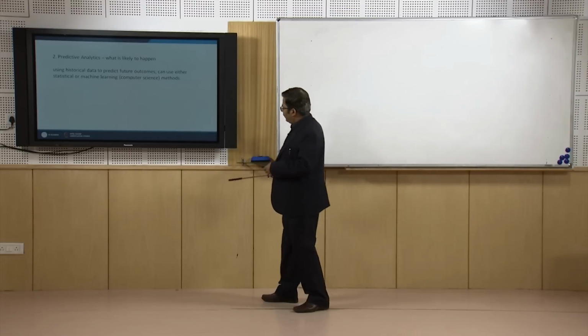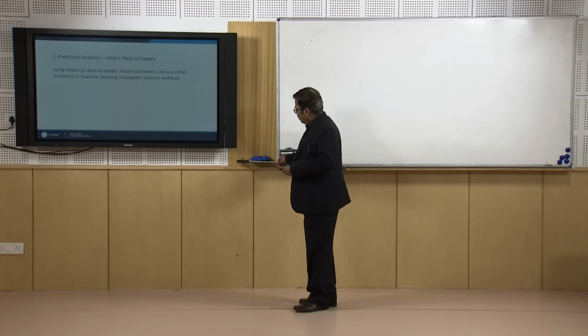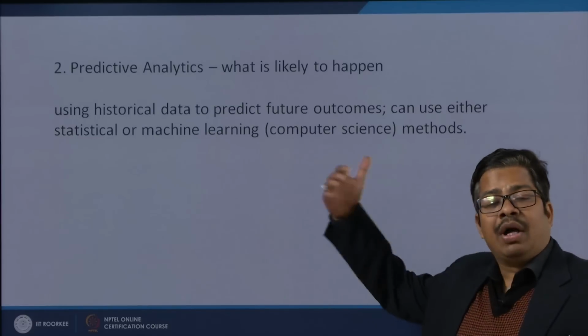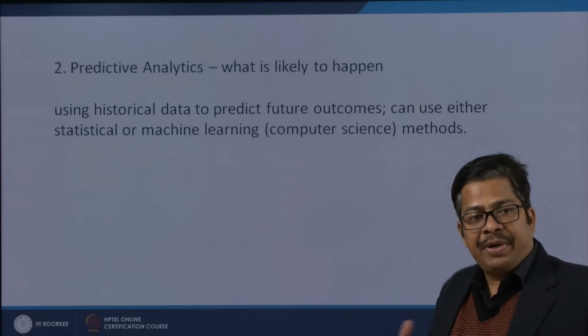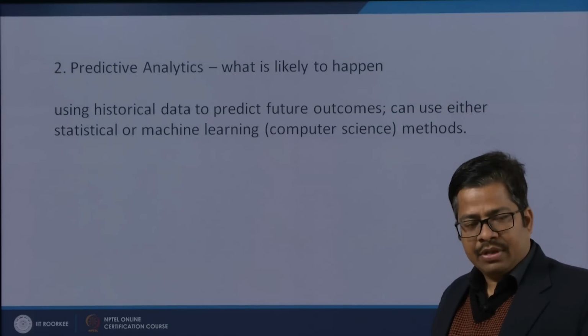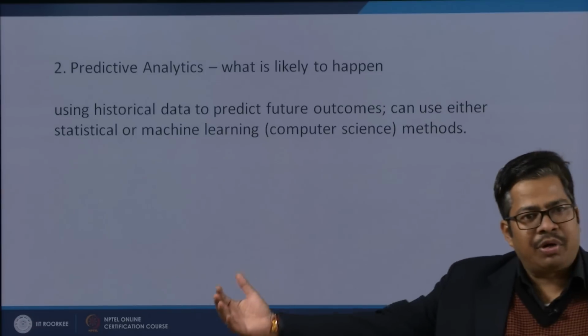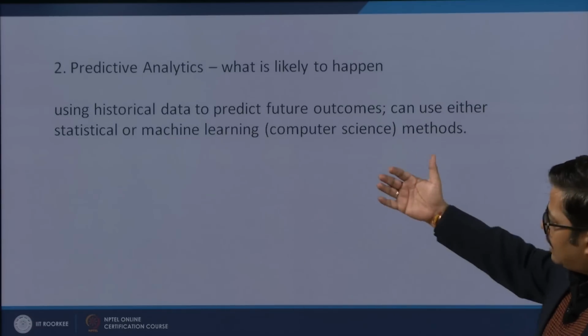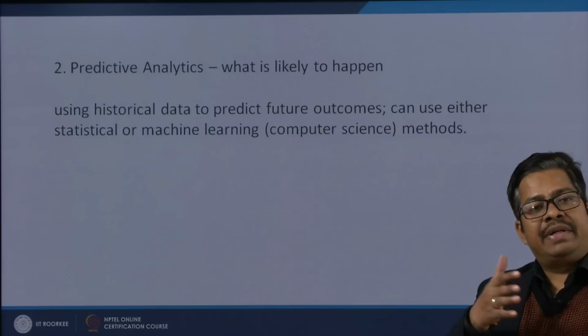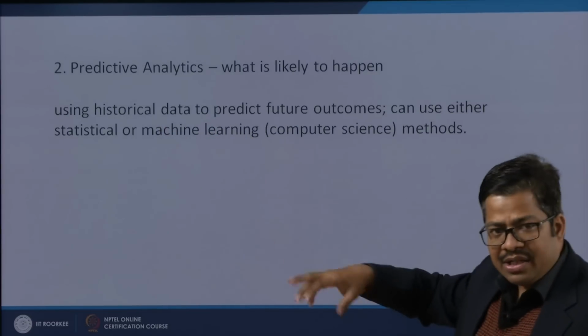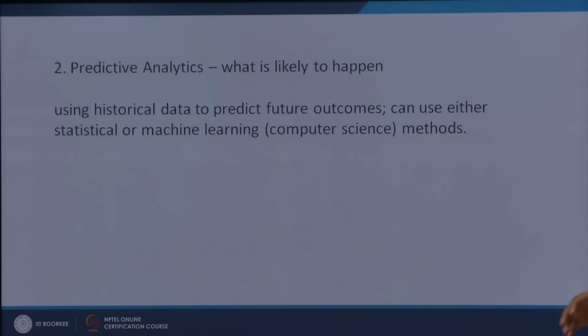The other type of analytics is predictive analytics. What is likely to happen? To predict about the future. One thing is what has happened, the other thing is what is going to happen. In this case, you use the descriptive data, the historical data, to predict future outcomes, what can happen in the future.